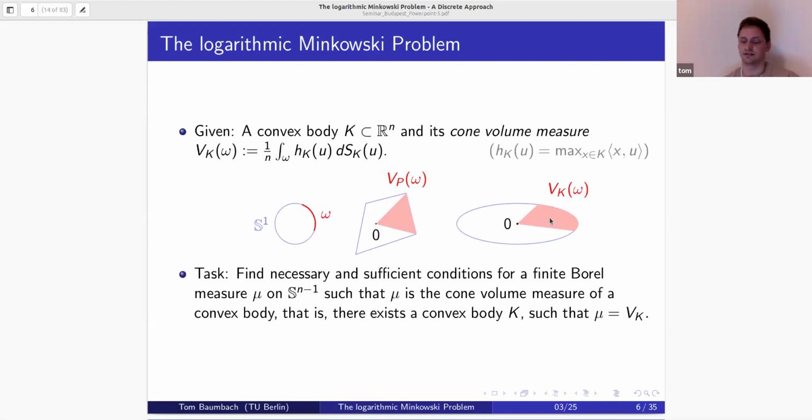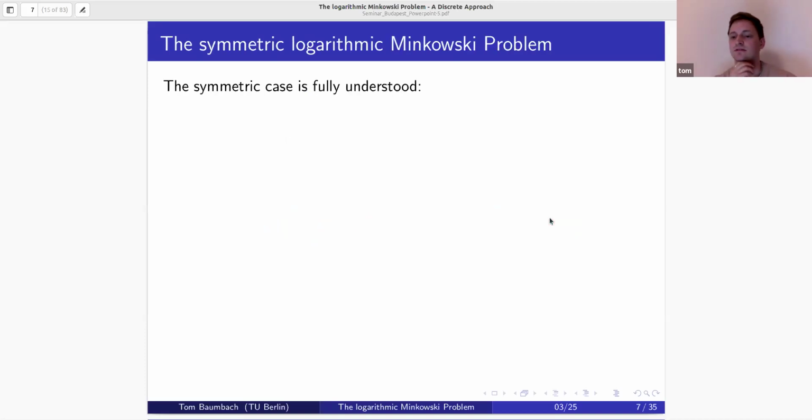Here again, the task is to find necessary and sufficient conditions for a finite Borel measure mu on the unit sphere such that mu is the cone volume measure of a convex body. That is, there exists a convex body K such that mu equals the cone volume measure of K. Surprisingly, this problem is very hard. So in general, there's no characterization whatsoever. But if we look at the symmetric case, so the symmetric logarithmic Minkowski problem, there's a full characterization for that.